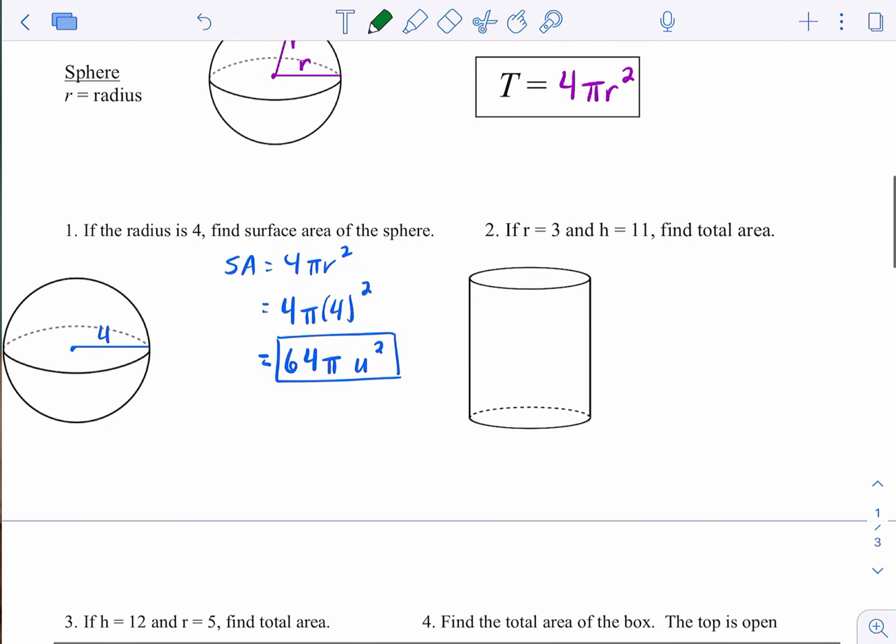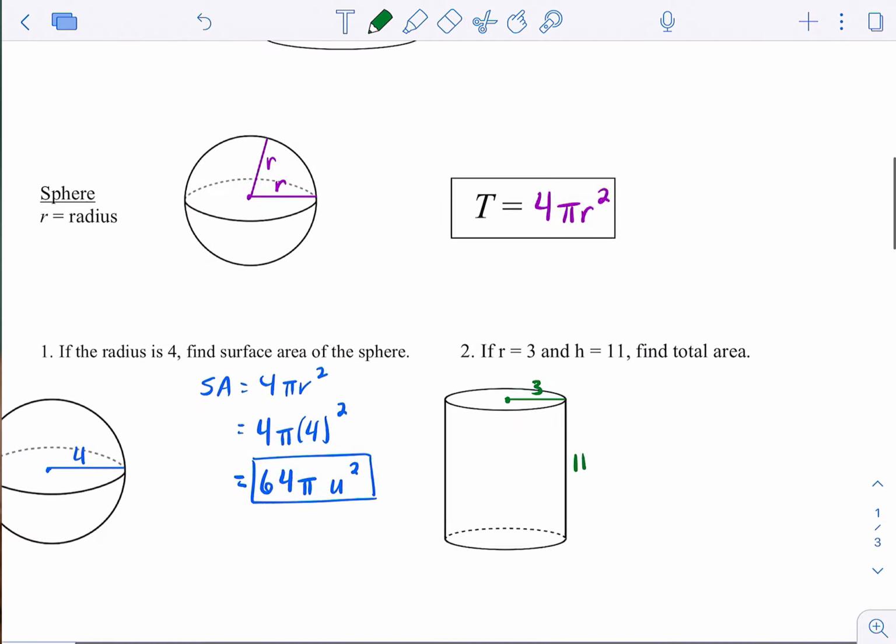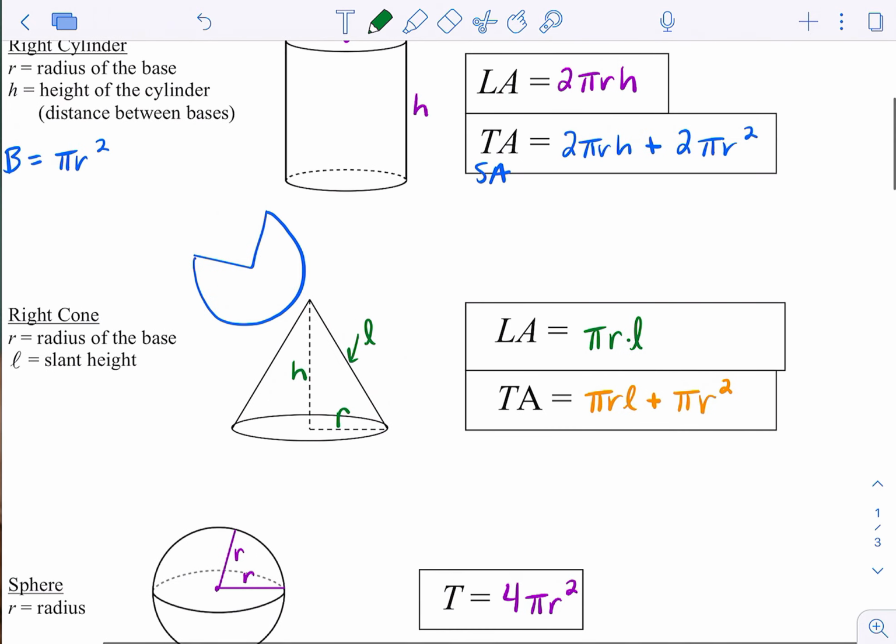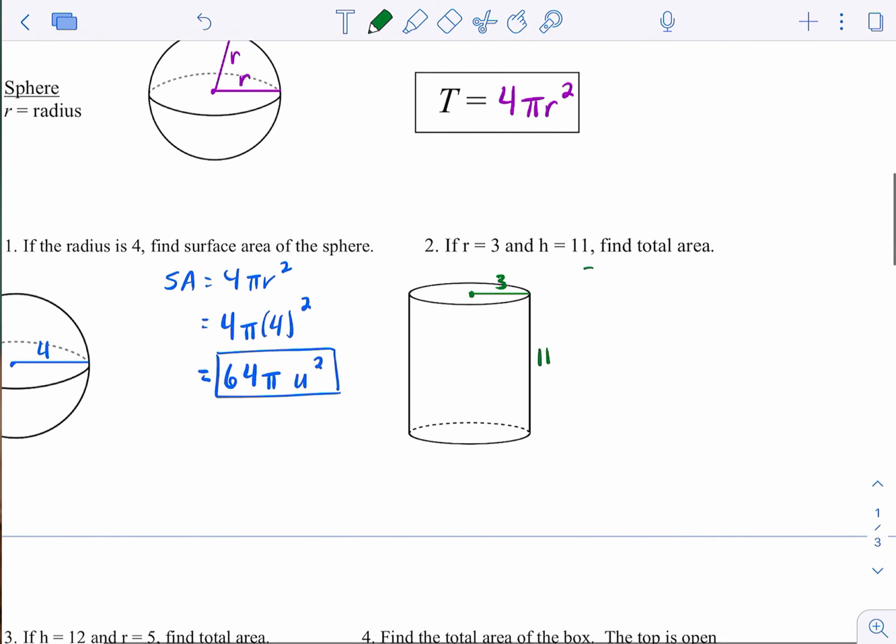So for the next one, we have a right cylinder, and it says that the radius of my base is 3, and then the height is 11. Find the total area. So looking back up, it's the circumference times the height, so 2 pi r times h, plus 2 times the base, which is 2 pi r squared. So it's 2 pi rh plus 2 pi r squared. All right, we actually have all those measurements. We don't have to do any calculations. We don't have to do anything special.